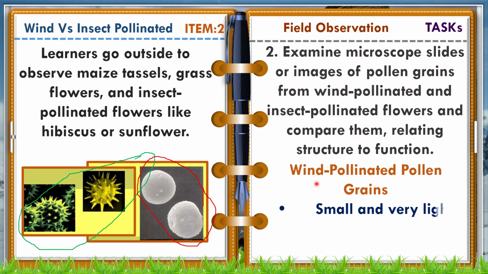We shall start with wind-pollinated grains. The wind-pollinated grains, they are small and very light. Why are they very light? So that they can easily be carried by wind. So when you look at wind-pollinated pollen, they are small and they are very light, so that they can easily be blown by wind.